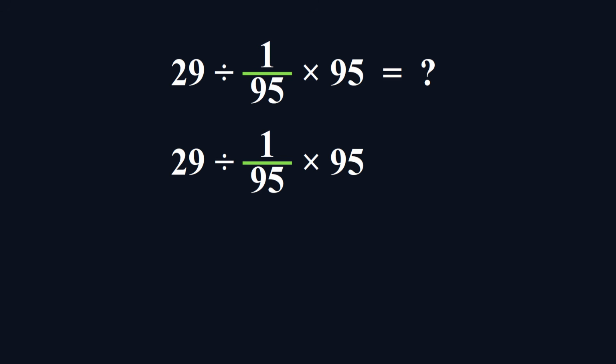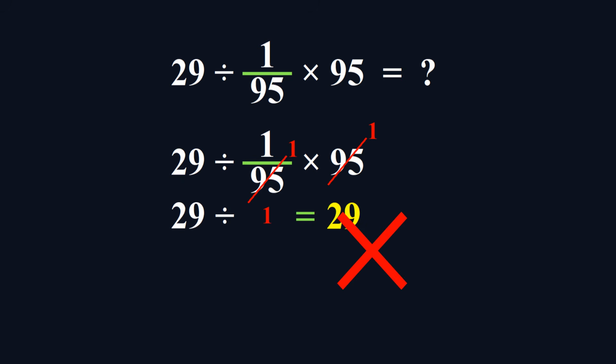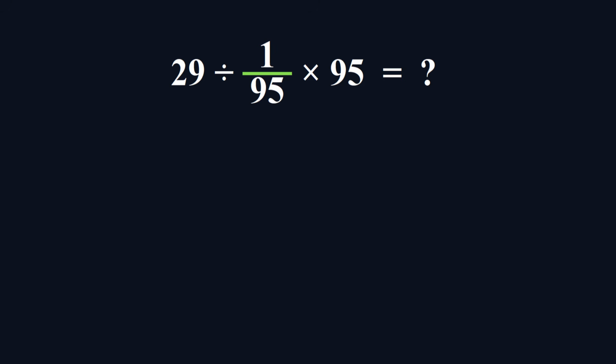We have 95 divided by 95 which equals 1. So here we have just 1, and 29 divided by 1 equals 29. But this answer is not correct because according to the order of operations, we have to do this division first, not this multiplication. So let's start the correct solution.